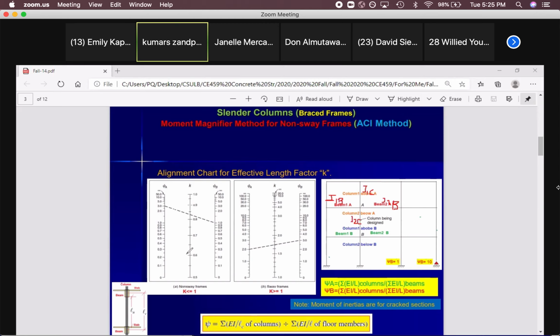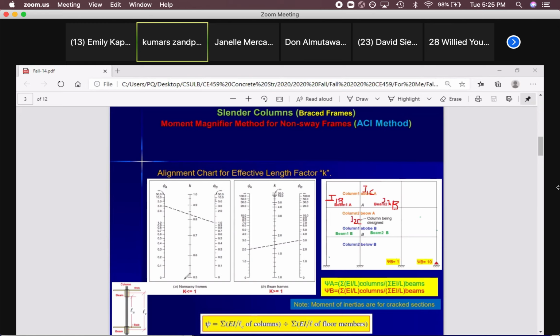Perfect. Then go to one of these two alignment charts. One of them is for non-sway frames. It means non-sway, or braced frame. In this class, we are covering this non-sway or braced frame. The other one is for sway frames or non-braced frames. So we are not covering this one. This case is easy, even if there is no title. Imagine you have this, but there is no title between those two.